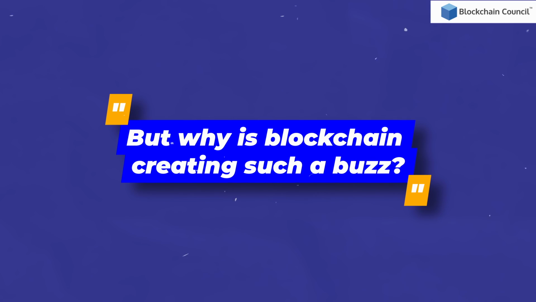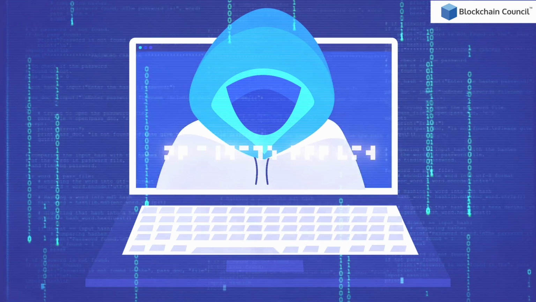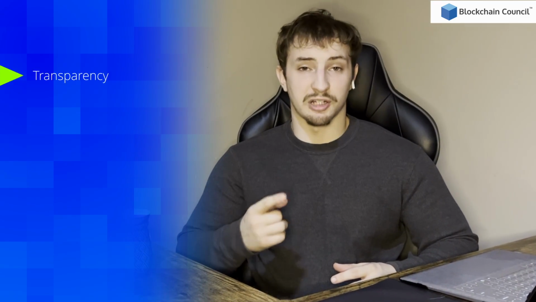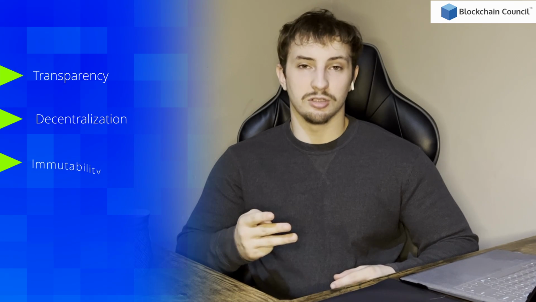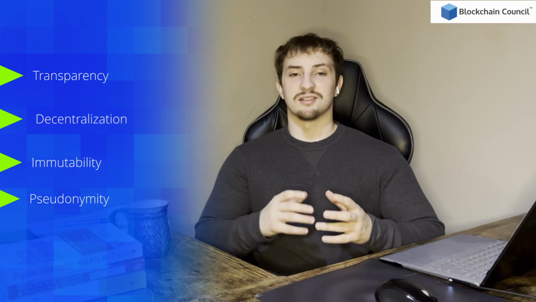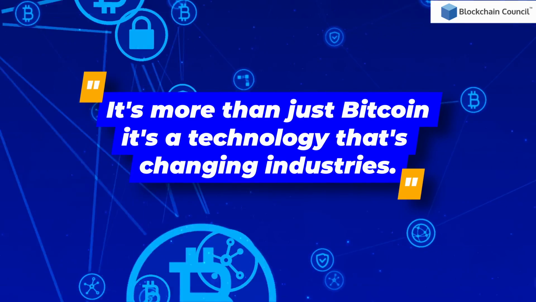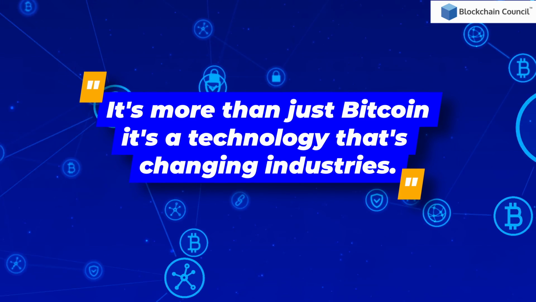But why is blockchain creating such a buzz? Let's consider that you're transferring money to a friend. While it might seem simple, traditional methods can be tampered with easily. It's like a guardian of data integrity. It provides transparency, decentralization, immutability, and pseudonymity. Since the ledger is distributed and transactions are cryptographically secured, blockchain builds trust in record keeping and interaction. It's more than just Bitcoin, it's a technology that's changing industries.